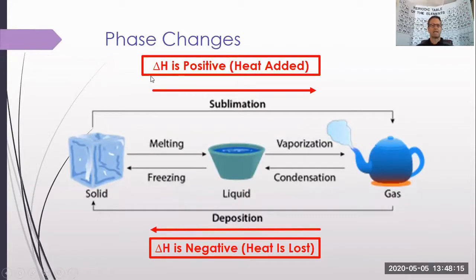So here's a graph just kind of showing all of that in terms of the endothermic and exothermic. So here we have sublimation going from a solid to a gas. We have melting, solid to liquid, and we have vaporization, liquid to a gas. And then going the other way, the delta H is negative, heat is being lost: gas to a solid, that's our deposition, gas to a liquid, condensation, and then liquid to solid is freezing.